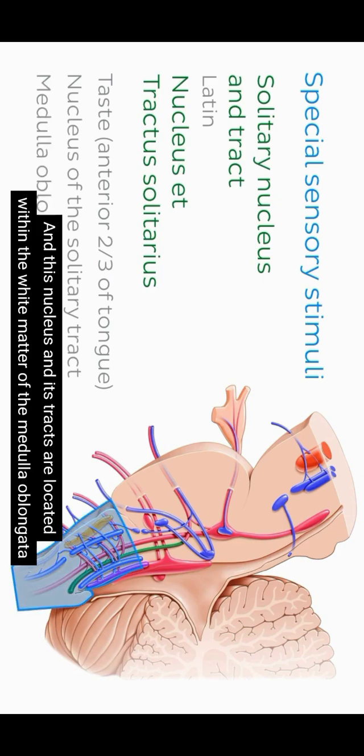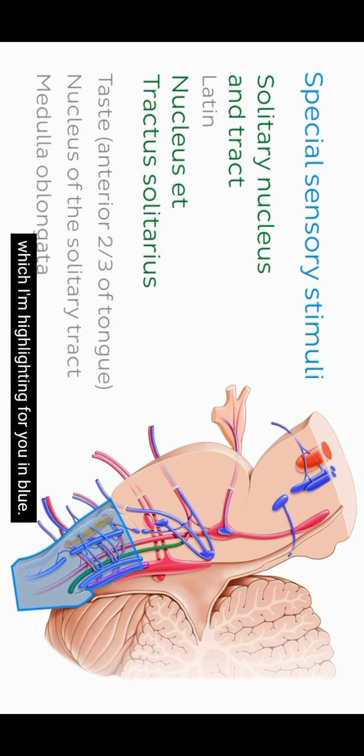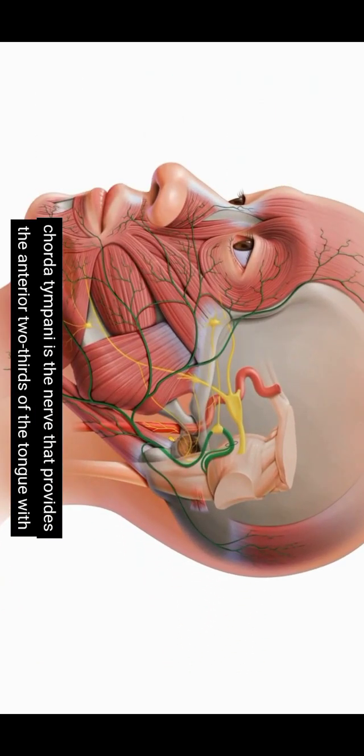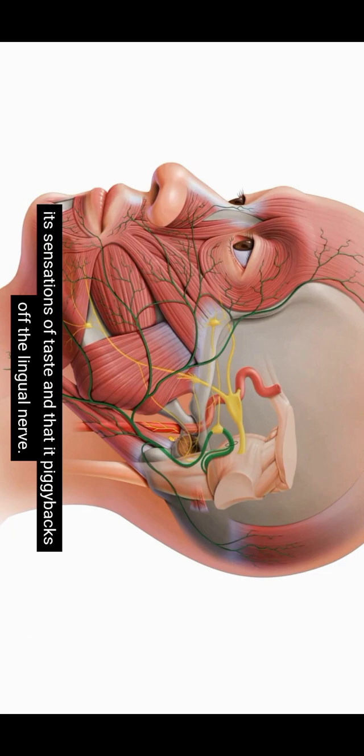This nucleus and tract are located within the white matter of the medulla oblongata, which I'm highlighting for you in blue. But again, we'll go over this fairly quickly, having another look at the course of the facial nerve. If you remember from our previous slide, we mentioned that the chorda tympani is the nerve that provides the anterior two-thirds of the tongue with its sensations of taste, and that piggybacks off the lingual nerve.